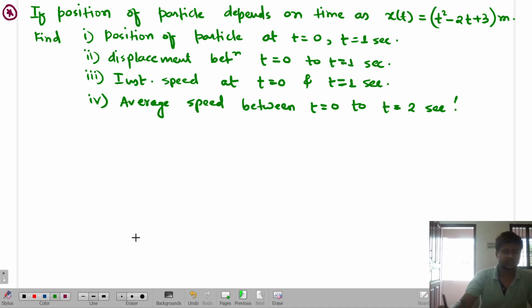I think the first part is clear. The first part is asking the position of the particle at t is equal to 0 and t is equal to 1 second. So what will you do? 3 meters and 2 meters. Perfect. So what I will do, I'll just replace the values, isn't it?